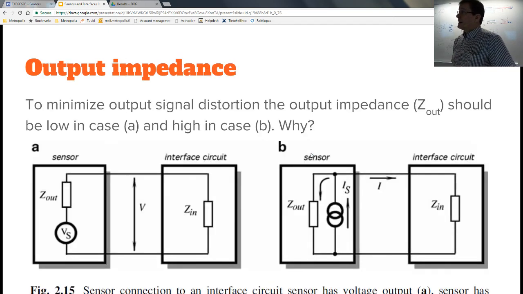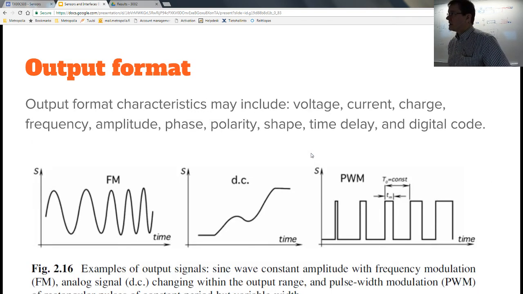Okay. And then output impedance is just, as you probably have heard from the circuits classes. So basically the output impedance and the interface circuit input impedance, you'll get some loss of signal on that kind of circuit.